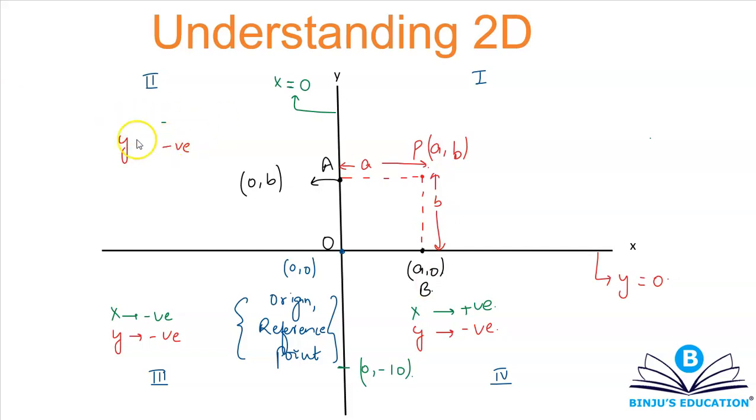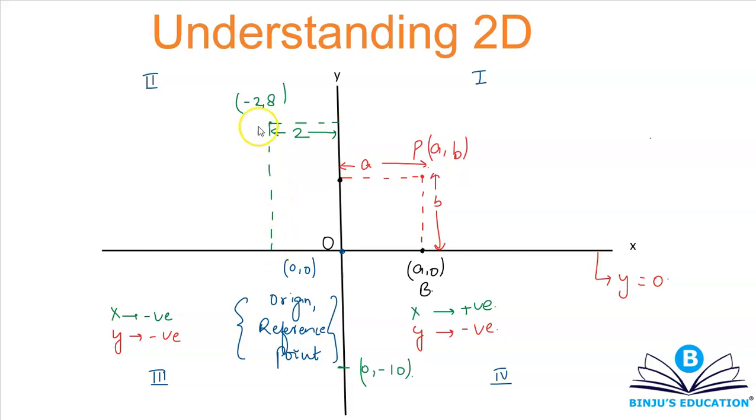Similarly, if I take up a point, let's suppose in second quadrant, let's suppose I have this point minus 2 comma 8, for example. So this distance is equal to 2 units. Distance is not negative, so this has to be 2. And this distance here is equal to 8 units. So this minus basically simply tells you that the point lies in the second quadrant. It has no other role to play.